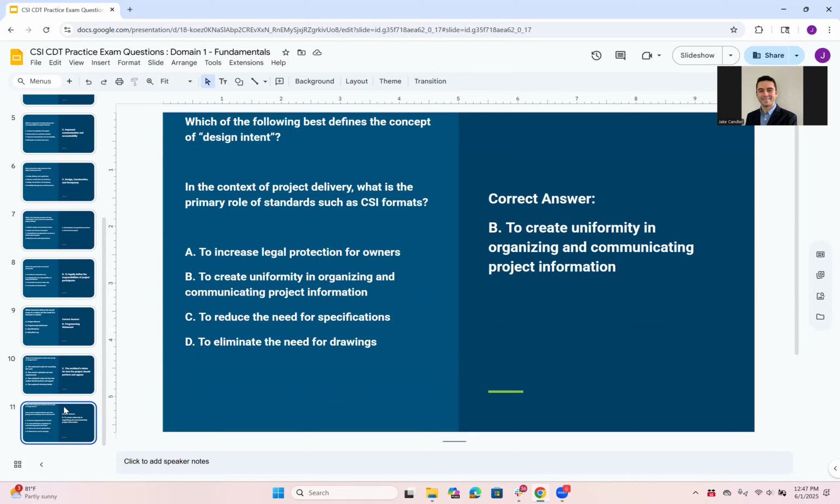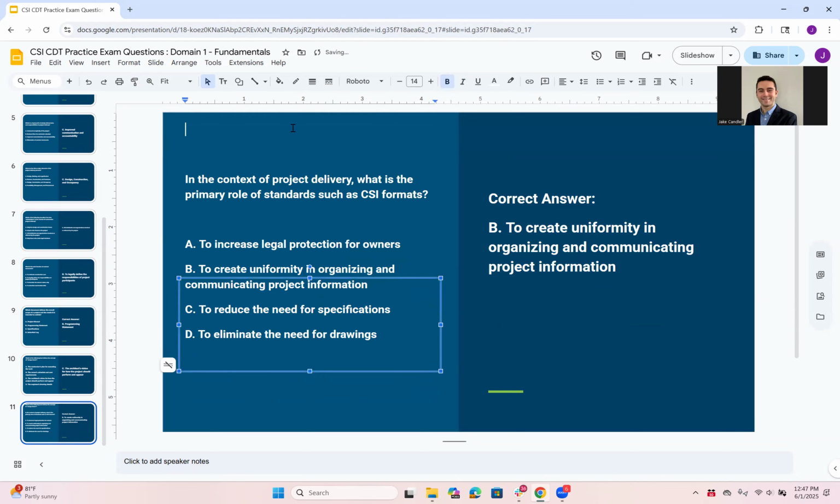Last question for domain 1. In the context of project delivery, what is the primary role of standards such as CSI formats? And that is to create uniformity in organizing and communicating project information.